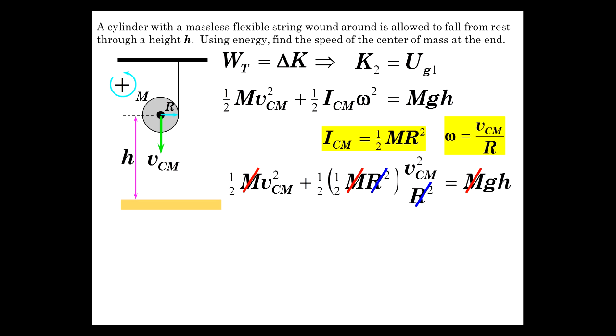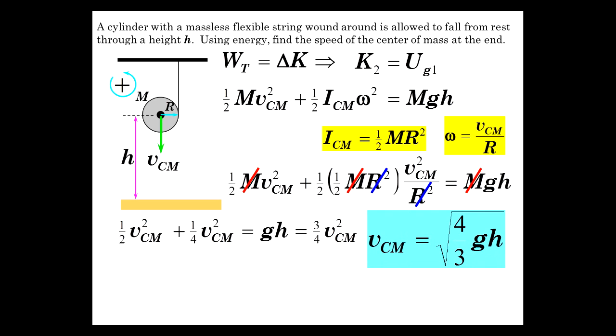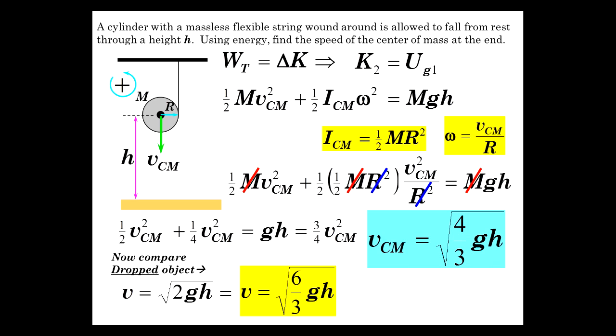So masses go away, radius goes away very nicely. 1/2 v squared plus 1/4 v squared equals gh. So that's all 3/4 v squared. And thus the velocity of the center mass is the square root of 4/3 gh. Now let's just consider a dropped object. If we just drop an object from height h, we know that the speed at the end is root 2gh, which is also square root of 6/3 gh.